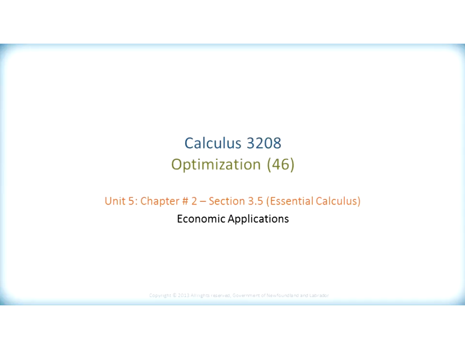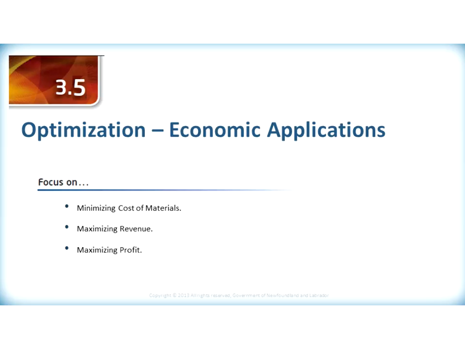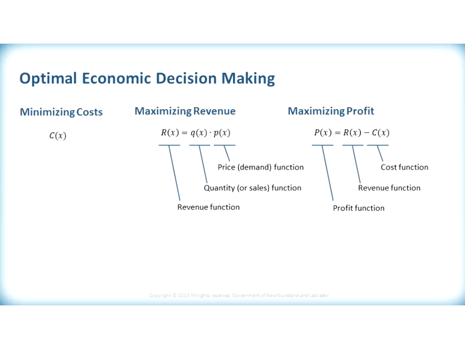We're finishing up. This is our last video on applications of derivatives, and we're looking at economic applications of optimization today. So our last video for Unit 5. Let's move along. We've got minimizing cost of materials, maximizing revenue, and maximizing profit. There are three ways we can use calculus and optimization problems to solve some economic application issues. So let's have a look. Optimal economic decision making. Fun stuff, huh?